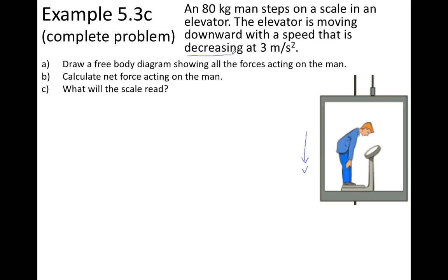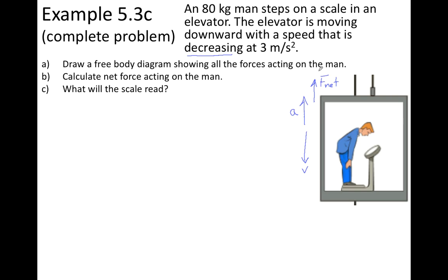But it says that the speed is decreasing. So if the speed is decreasing, that implies that the acceleration is up, because an object that's slowing down or decelerating has to have an acceleration and velocity that are in opposite directions. An acceleration that is up also implies that we have a net force acting on the man that is up.